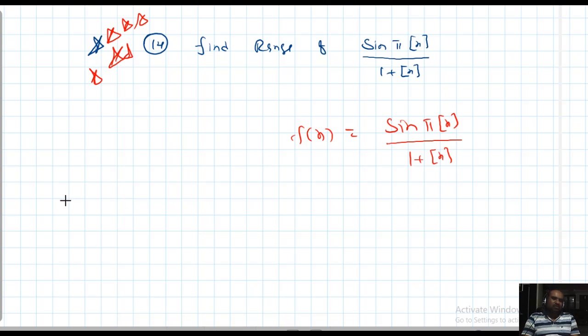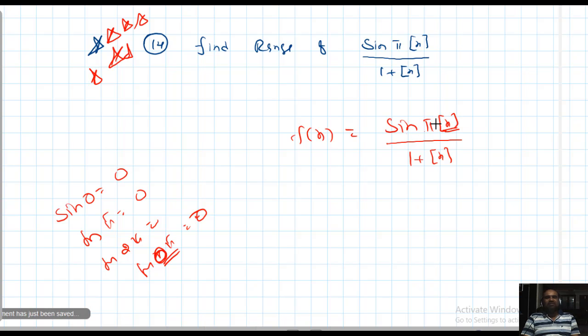So listen, students, what is the value of sin 0? 0 only. What is the value of sin pi? 0 only. Sin 2 pi? 0 only. Sin n pi, where n is an integer, what is sin n pi? 0 only. Here step x means an integer only, no? Integer into pi, integral multiple of pi, in the numerator. Sin of an integral multiple of pi is always 0. That's why 0 by 1 plus something is 0 only. Whatever x may be, your output is always 0. That's why your range is only a singleton set, that is the set {0}.